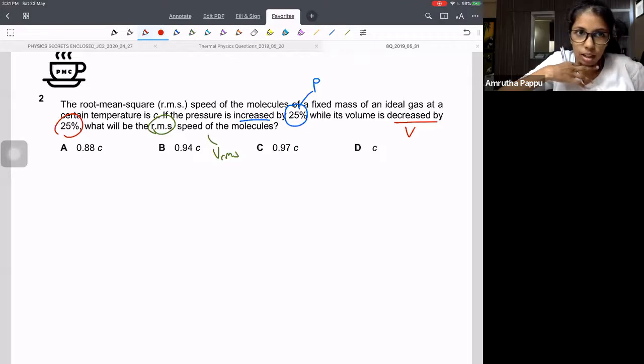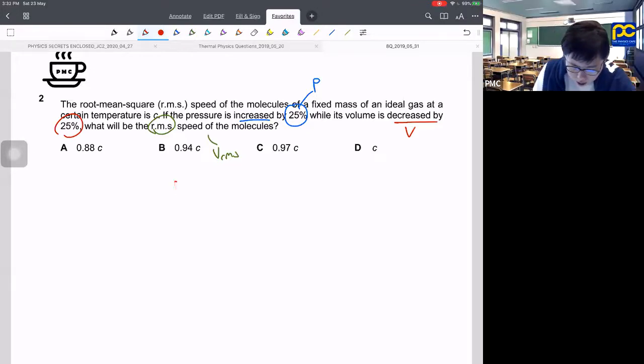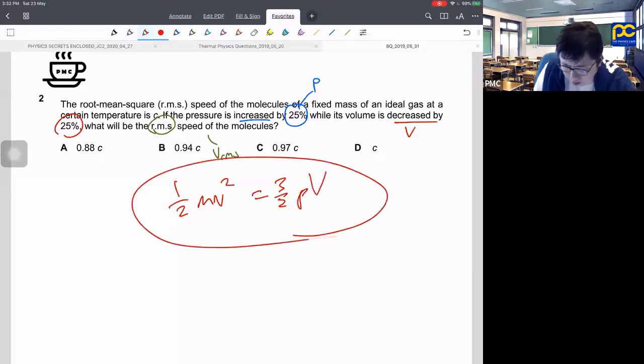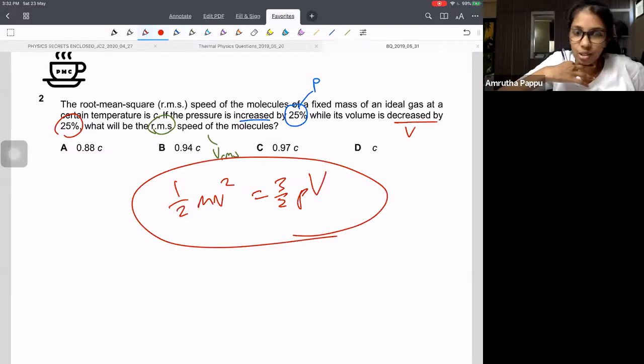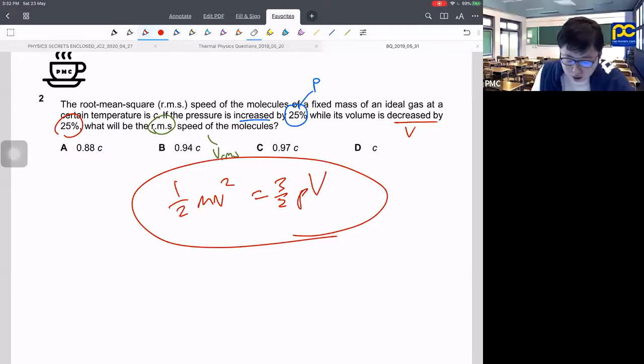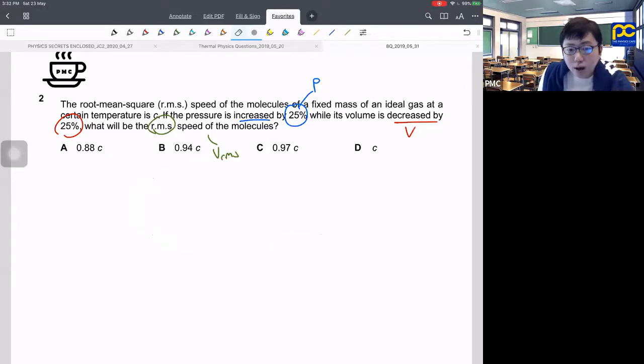Is there such an equation? Half mv squared is 3/2 PV. Is there such an equation? From where? No, but then I just shortcut, I guess. Oh, you think your shortcut will work? Should not do that. Okay, you should refer to your mind map. 3/2 PV is for total KE, not average KE. We spent a lot of time talking about average and total.